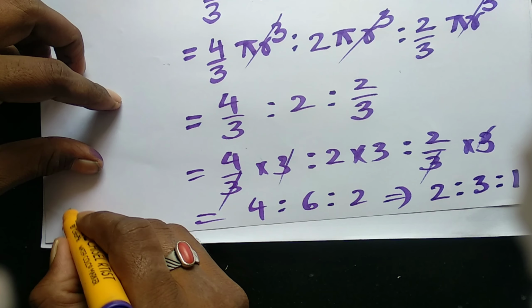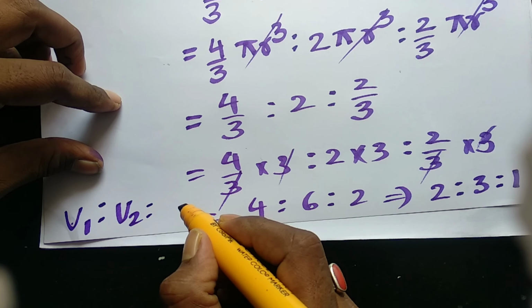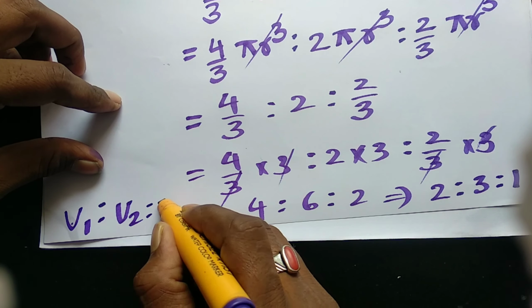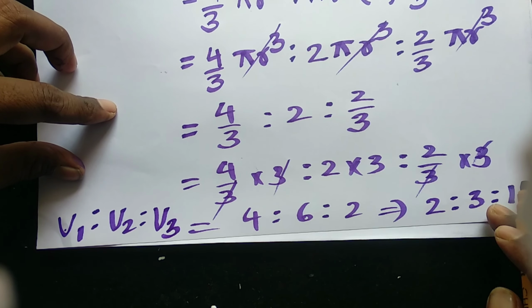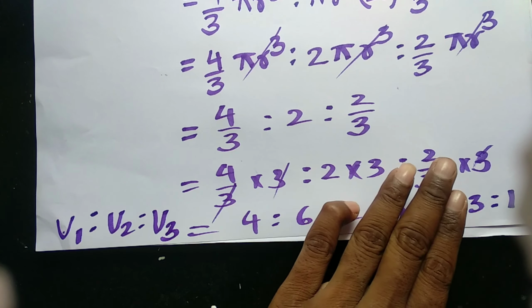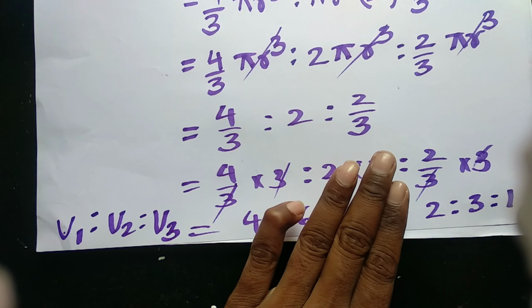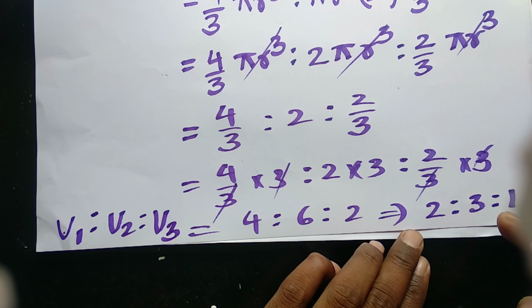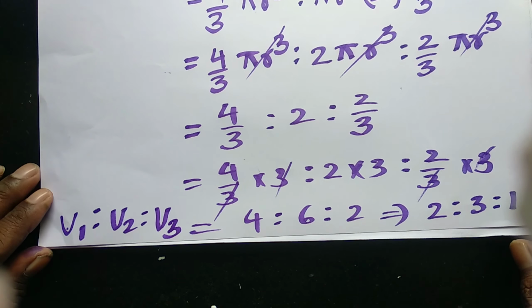So the ratio of volume of sphere, volume of cylinder and volume of cone is equal to 2 is to 3 is to 1. Here the ratio of volume of cylinder and cone is 3 is to 1, and the ratio of sphere, cylinder and cone is equal to 2 is to 3 is to 1.